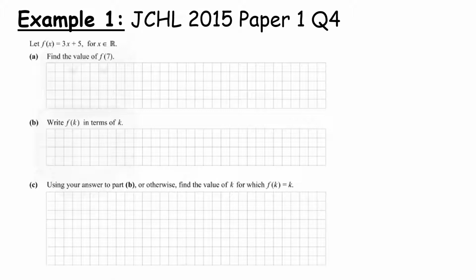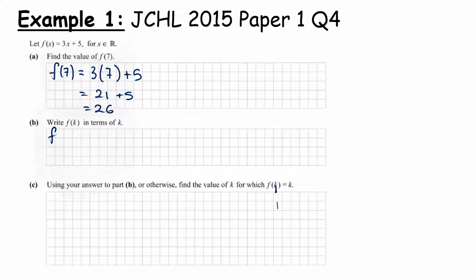So let's work through a question. They've told us that the function f of x is equal to 3x plus 5. Find the value of f of 7. So we knew what f of x was. What has happened is the x has changed to 7. So everywhere we have an x, we're substituting in 7. So we get 21 plus 5, and that gives me 26.